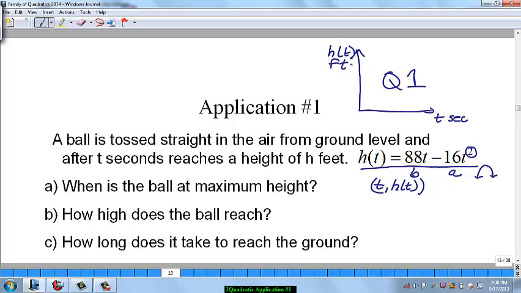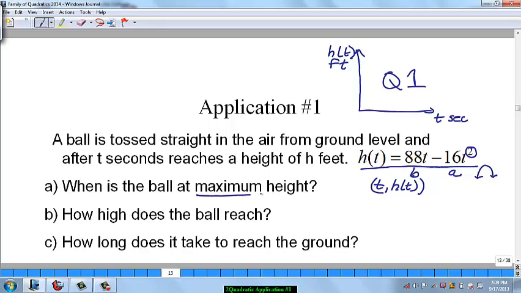Now, we haven't talked a lot about function notation, but when it says h of t, this is a height with respect to time. Time is your input, the height is your output. So whatever you put in there for time is going to tell you how high the ball is at that time. Okay? Things that you need to remember.